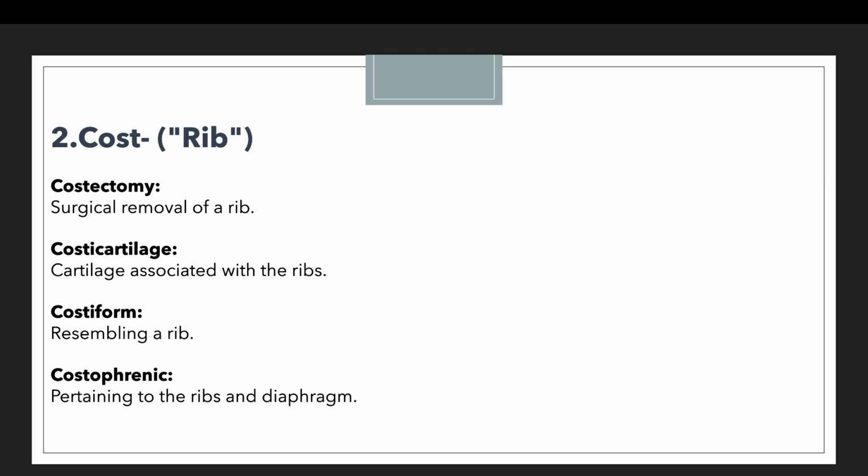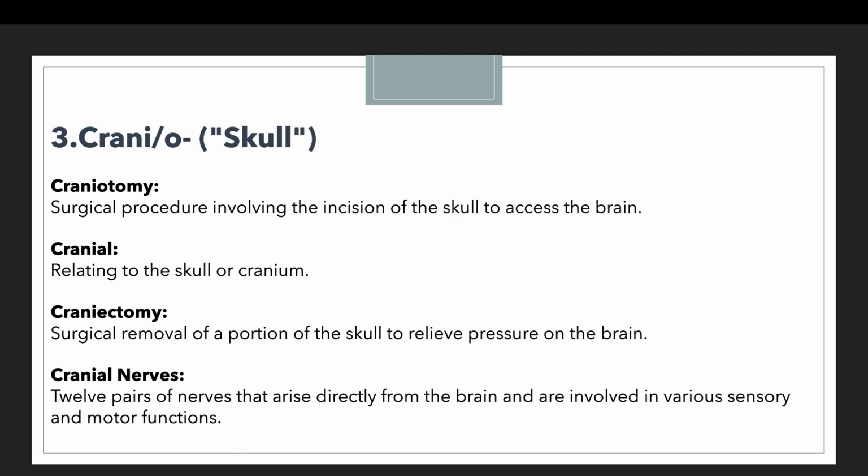Okay, so these are all the examples for the cost prefix. And one thing which is common here is ribs. You can see in every example we are talking about ribs only. Now we will look at the next prefix, which is crani or cranio. Crani or cranio is used to denote something as skull. So whenever there is a discussion related to skull, then we will use the terminology crani or cranio.